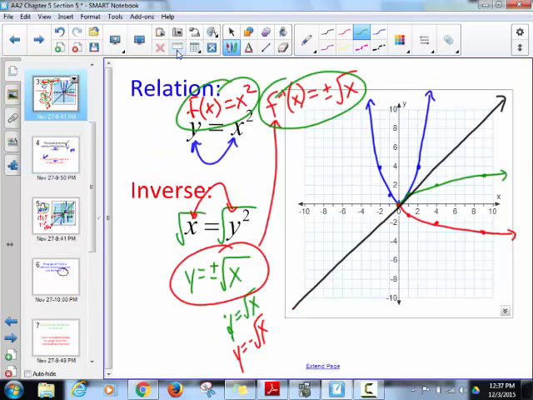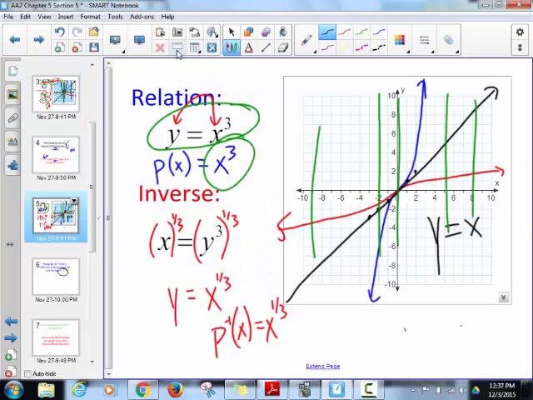Well, if I went back to x squared, now if we look, the original is a function, but is its inverse a function? No, it is not. If I try drawing a vertical line, it doesn't pass. So this one is not one-to-one. And can I tell the difference? What would be a quick trick to do that?